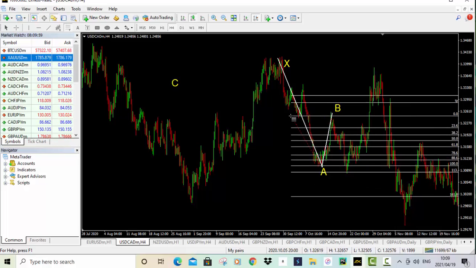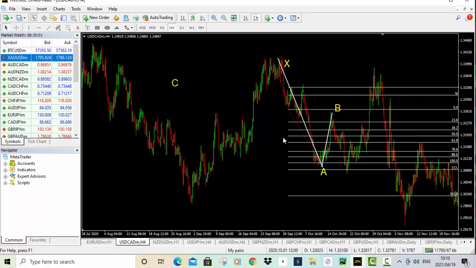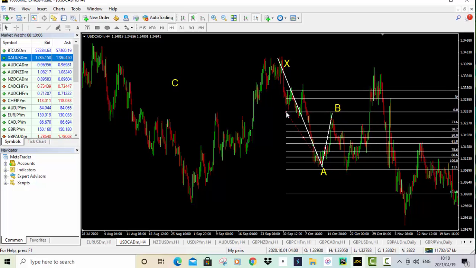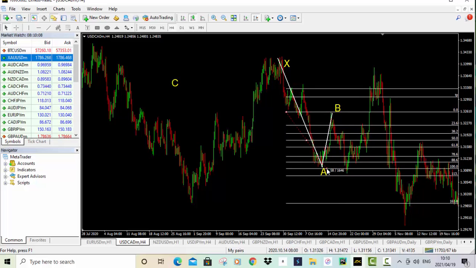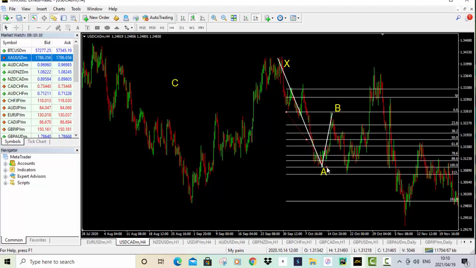Here it is. Okay, and remember, the minimum requirement for this to happen is 38.2%. So now from here, from our B, we can clearly see 38.2 was hit. All right, but the price became steeper.